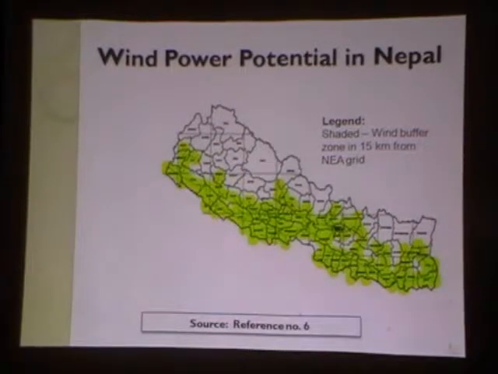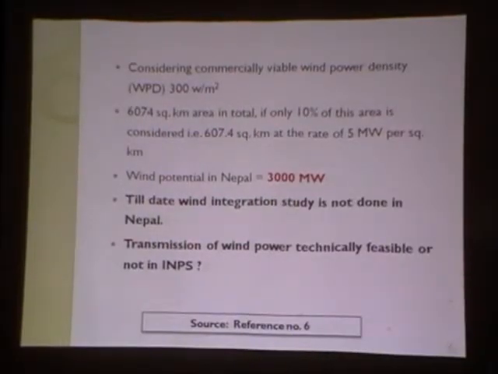And this is the result from the SWERA project, which was done under AEPC. This is the wind map, and those highlighted figures show the wind-prone zone in Nepal, which is near 15 kilometers from the NEA grid around Nepal. So by considering the commercially viable wind power density of 300 watt per meter square for 6074 square kilometer on that prone zone, we have a wind potential in Nepal of around 3000 megawatt.